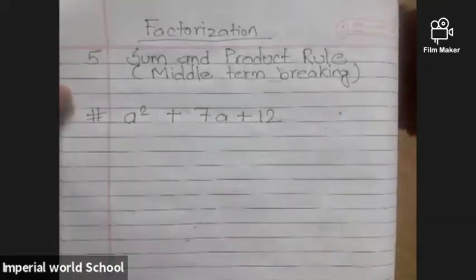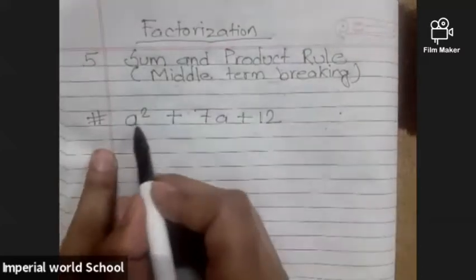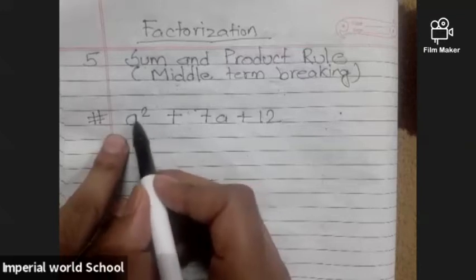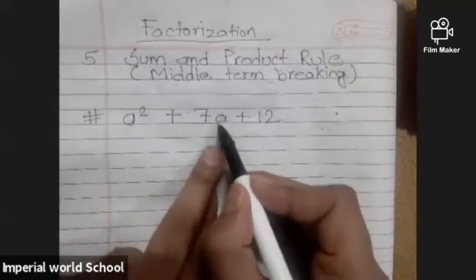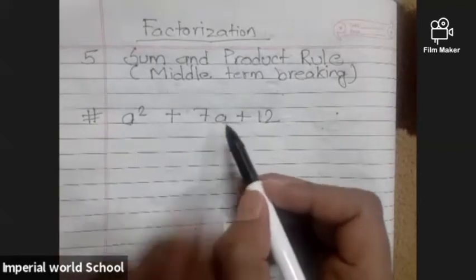Of sum and product rule. Here you need to understand first the pattern of the question. See, always it will be in three terms, and the first term will always have one a or some alphabet with a square, always square, and the second one will also have an alphabet with one number or something. If no number also, then it will be one.